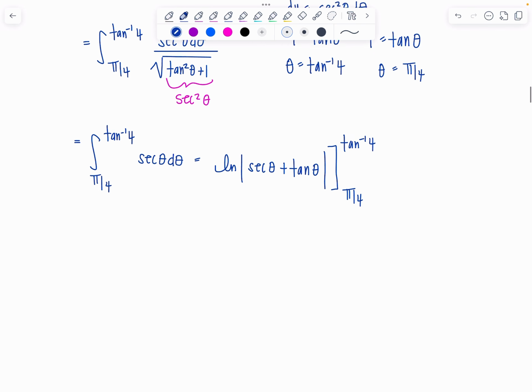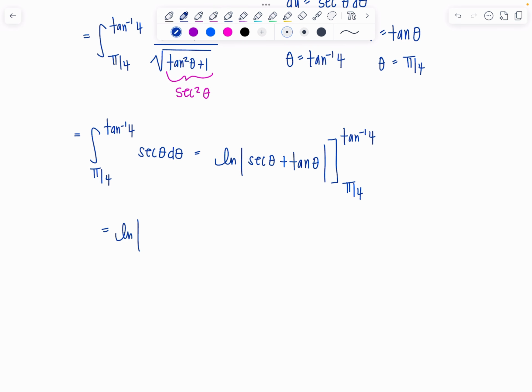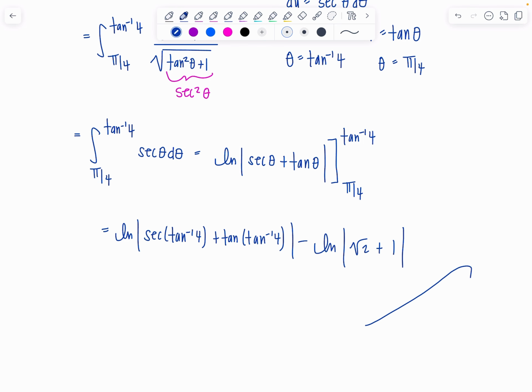Very good. Okay, then from here we have ln, absolute value of secant of tan inverse of 4 plus tangent of tan inverse of 4, minus ln, absolute value of secant of pi over 4, that's root 2, and tangent of pi over 4 is 1. Okay, now to evaluate secant of tan inverse of 4, remember, anytime you see an inverse trig function, that just represents some angle. So that's the same as saying tangent of theta is 4, meaning the ratio of opposite over adjacent is 4 over 1. And this side here would be square root of 17.